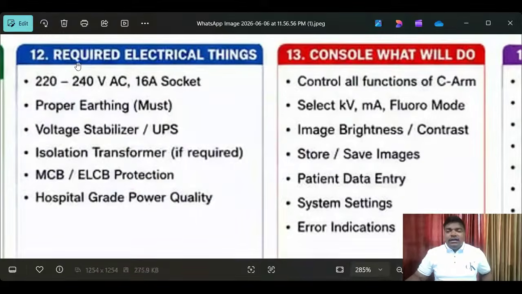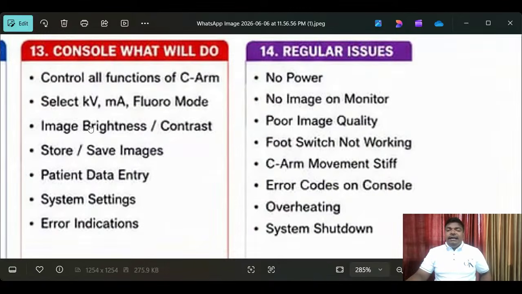Next, in the twelfth point, what is required? An isolation transformer, MCB and ELCB protection, and hospital grade power quality. This is very, very important, and in the operation theater you should observe all these things. I hope you got it very clearly. Next, 13 points here.